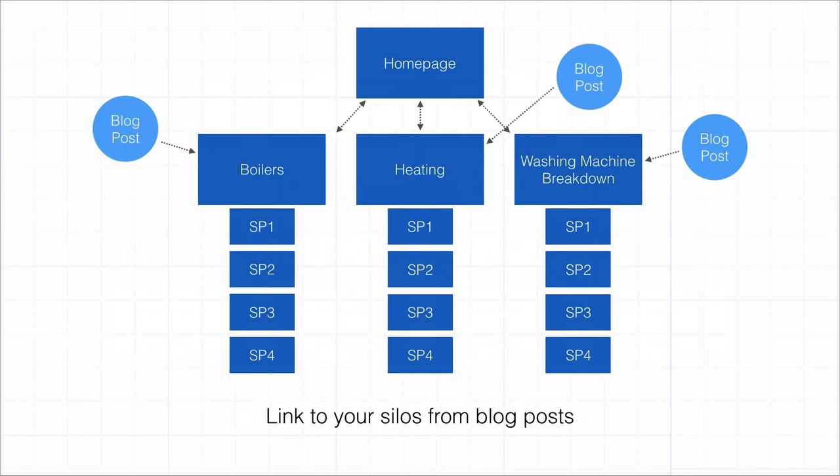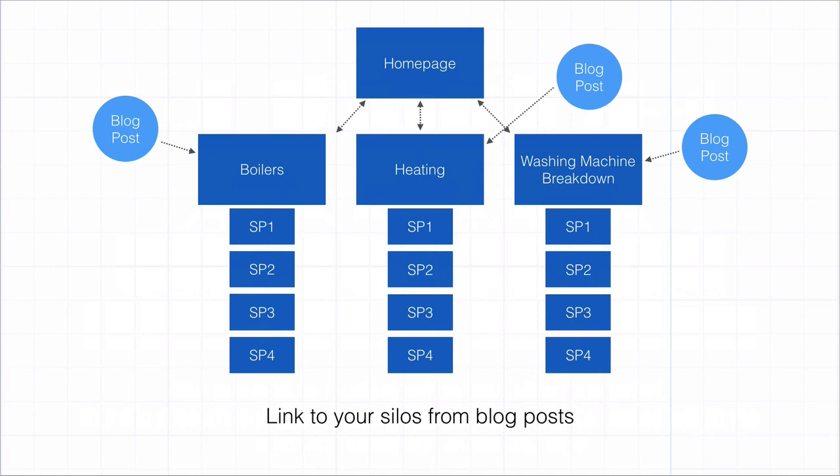So I hope that answers some of the questions about silo structures. It's basically just deliberately linking within your website to pages that you want to rank, but doing it within specific categories. So boilers category, heating category, washing machine category. Just like this example shown, it can get really in-depth like this, or it can be really simple like the one you're looking at right now.